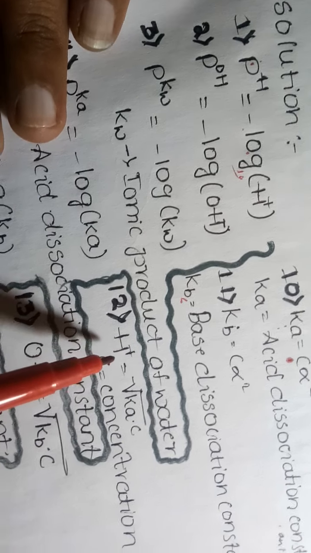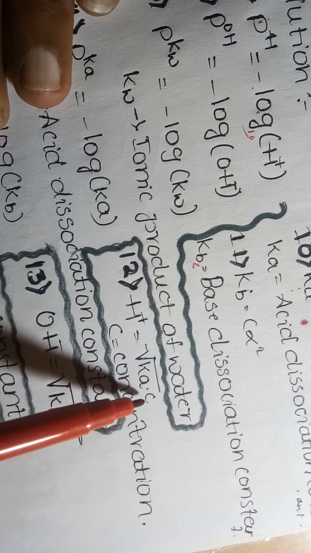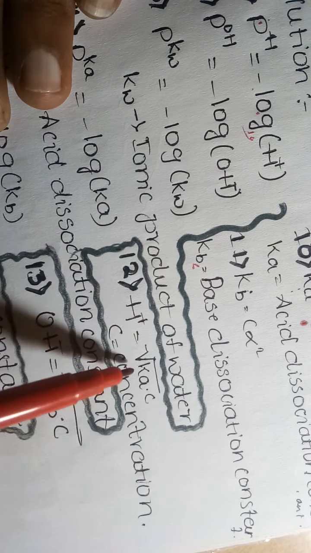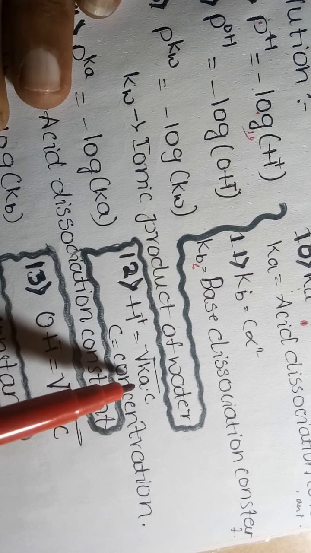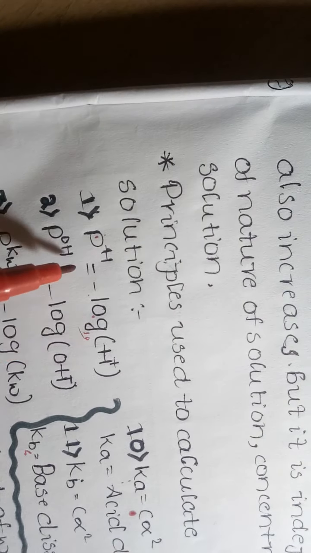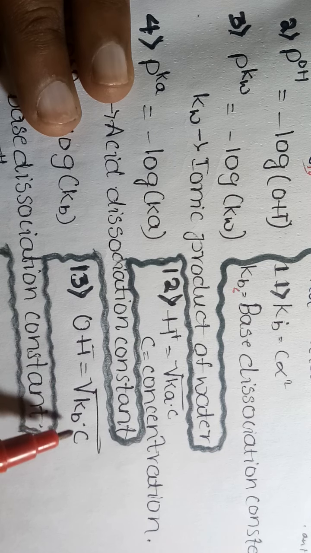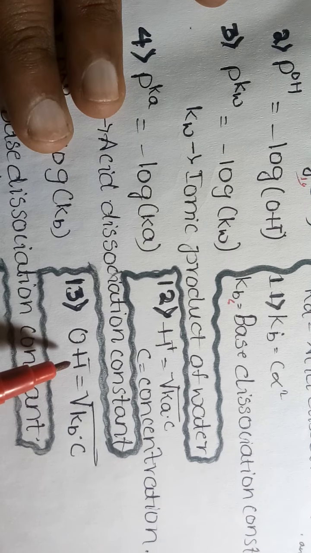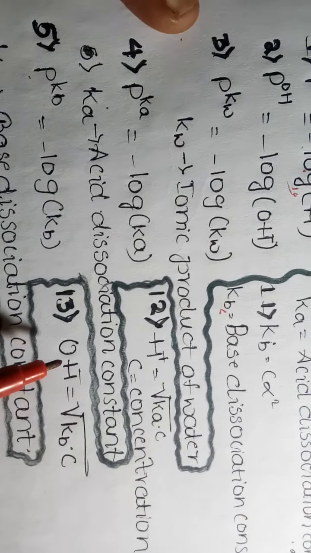Sometimes if we are given Ka and C, H plus ion concentration is equal to under root of Ka C, we can calculate H plus, and by substituting here we will get the pH value. Similarly, OH minus ion concentration is equal to under root of Kb C. So if Kb and C values are given, from that we can calculate OH minus ion concentration. From that we can calculate the pOH value, and pH plus pOH is equal to 14. From that we can calculate the pH of the solution.